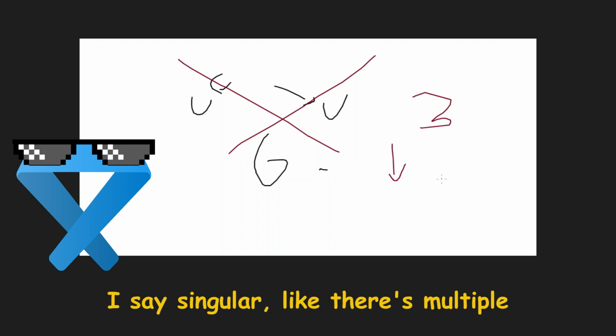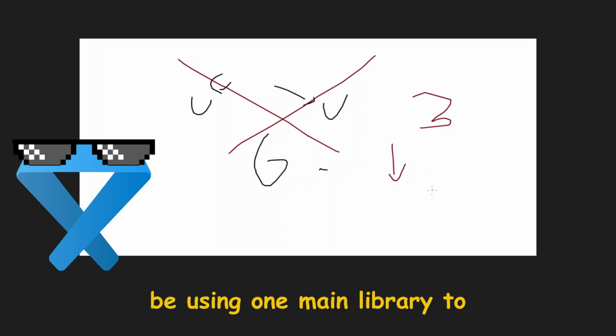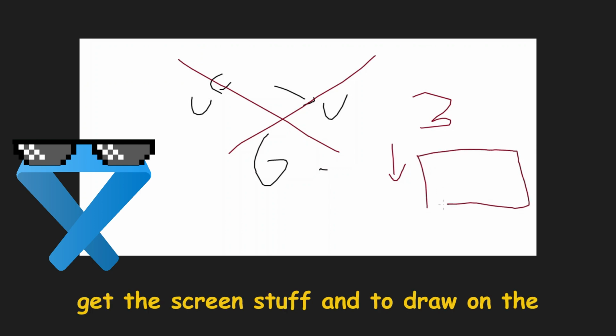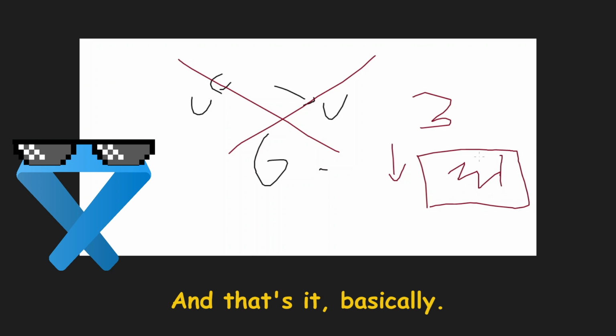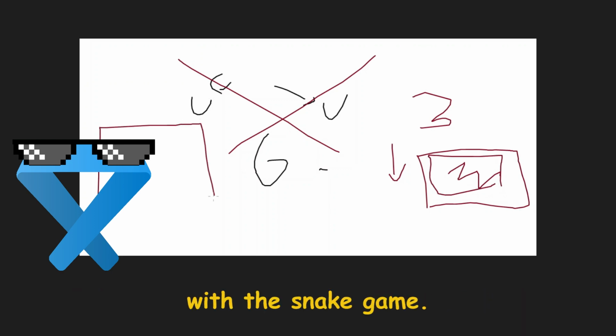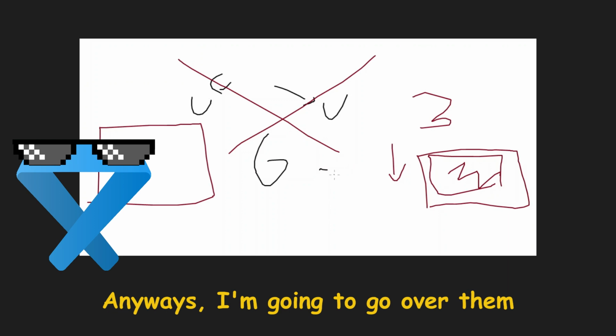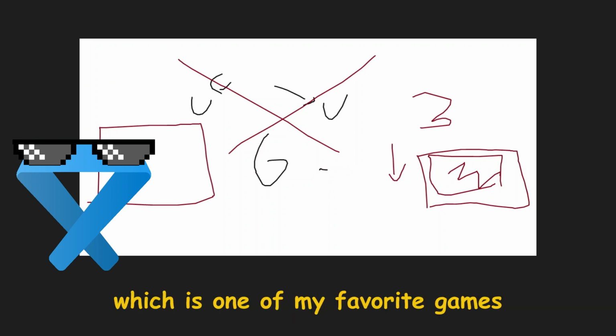I say singular. Like, there's multiple dependencies, but it's still only going to be using one main library to get the screen stuff and to draw on the screen. That way we don't have to make things in the terminal like I did with the snake game. Anyways, I'm going to go over them, and let's get into the first one, which is one of my favorite games that I've ever made.